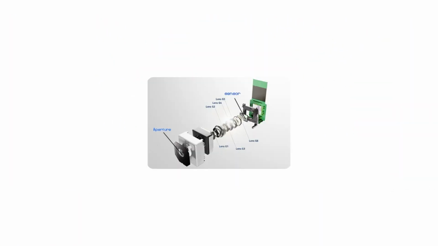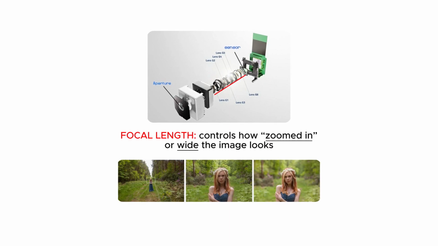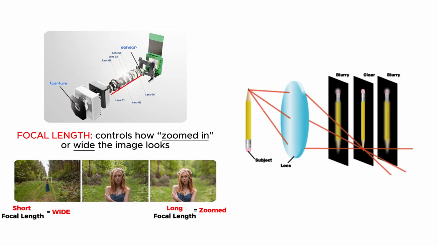Lens. The lens is a glass or plastic element stacked to focus light. Focal length controls how zoomed in or wide the image looks. Short equals wide, long equals zoomed. Lenses also control distortion and sharpness.